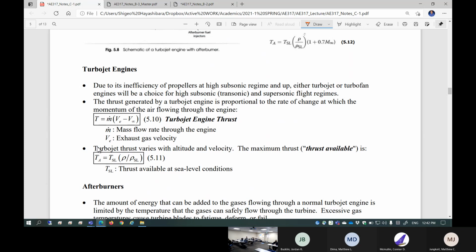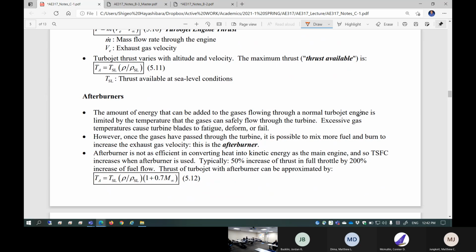Okay, turbojet thrust available. Once again, this is the thrust available: the sea level thrust multiplied by the density of air divided by the density at sea level. So obviously the maximum thrust is available at sea level. If you turn on the afterburner, you're going to modify the thrust available using this alternative equation based on the Mach number here. Now obviously this is going to increase the fuel consumption.